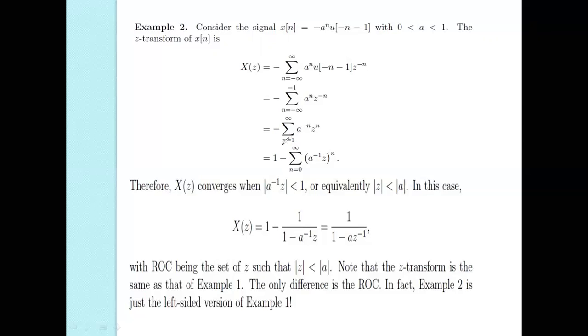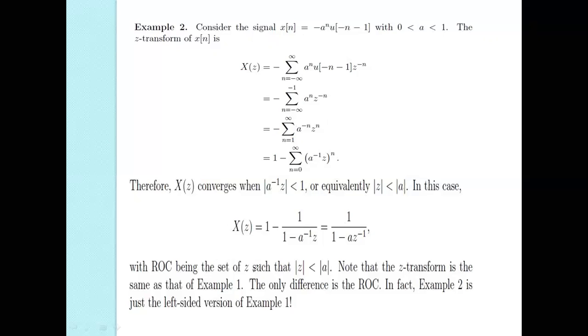When you substitute n equal to 0 here, a^0 z^0, anything to the power 0 is 1, you can subtract that from 1. Otherwise, directly using the formula we already know, 1 by 1 minus a. After simplification, you will get 1 by 1 minus a z inverse.